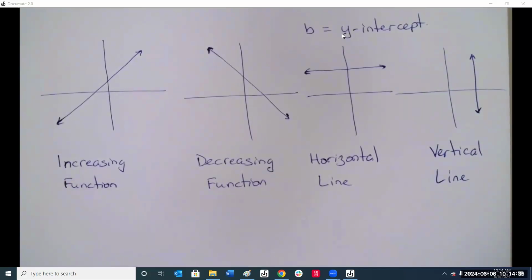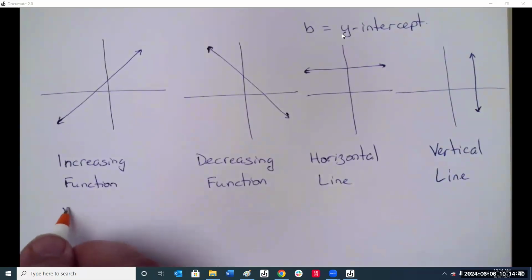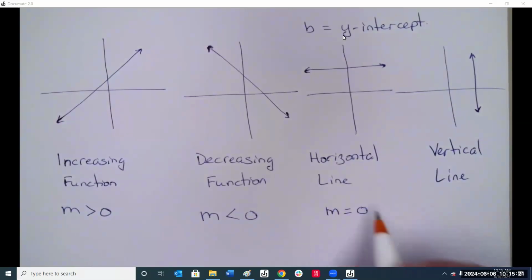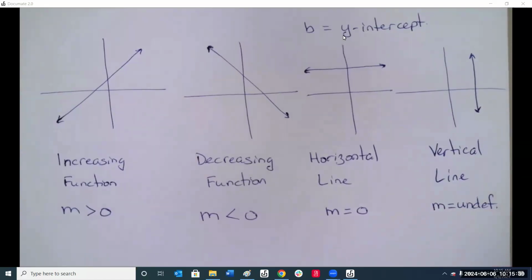So if it's an increasing function, how do we know it's increasing? The slope is positive. How do we know if it's decreasing? The slope is negative. It's less than 0. Now comes the problem. A horizontal line is when the slope is equal to 0, and we're going to define why this is in a second. And a vertical line is when the slope is undefined.